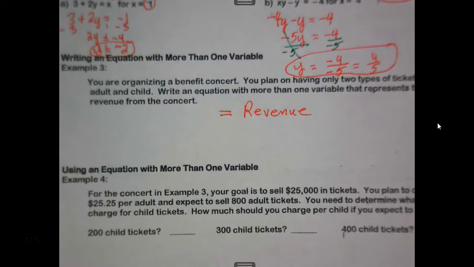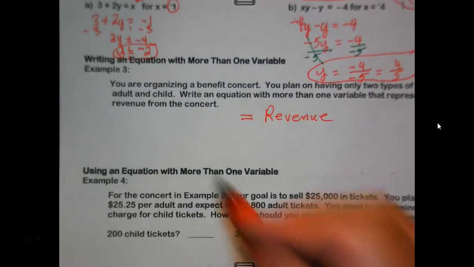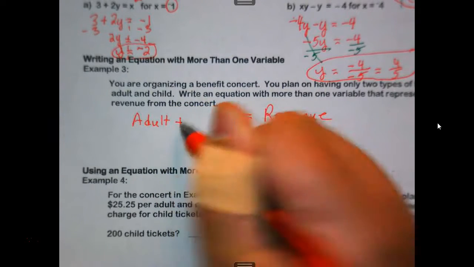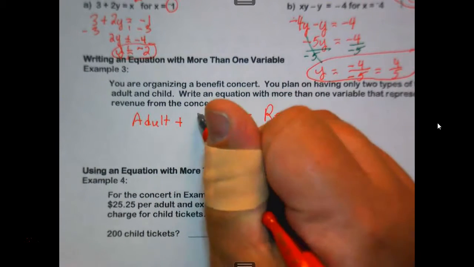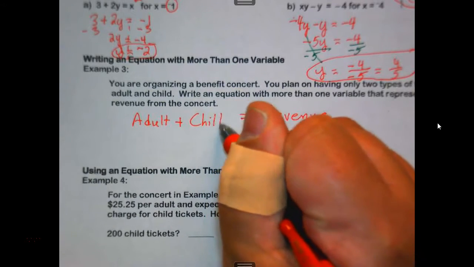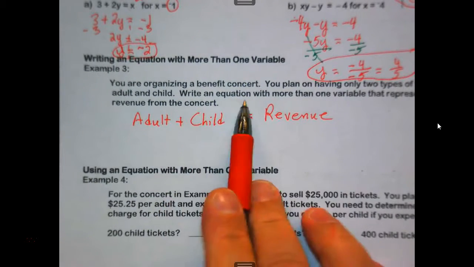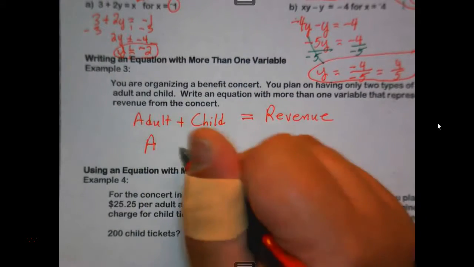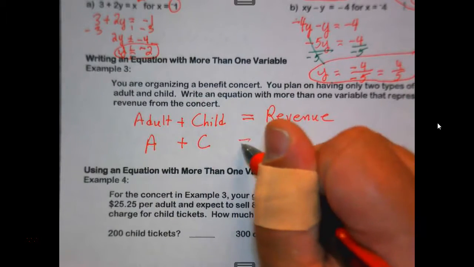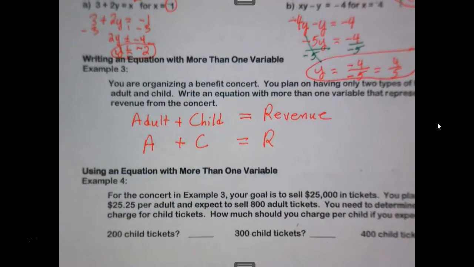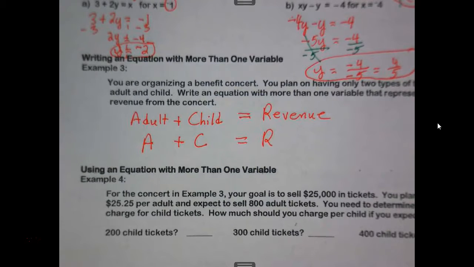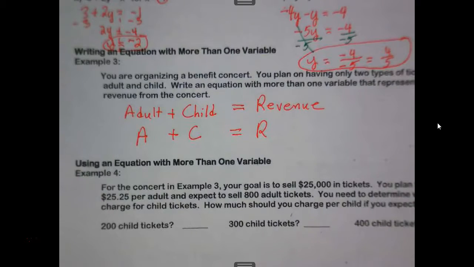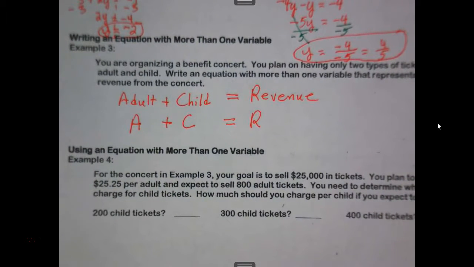Okay, so the tickets are going to be adult tickets plus the child tickets, right? So all I have to do is write an equation with more than one variable. Well, here's my variable for adult. Here's my variable for child. Here's my variable for revenue. I'm done. But example 4 says, well, start solving stuff. Okay.